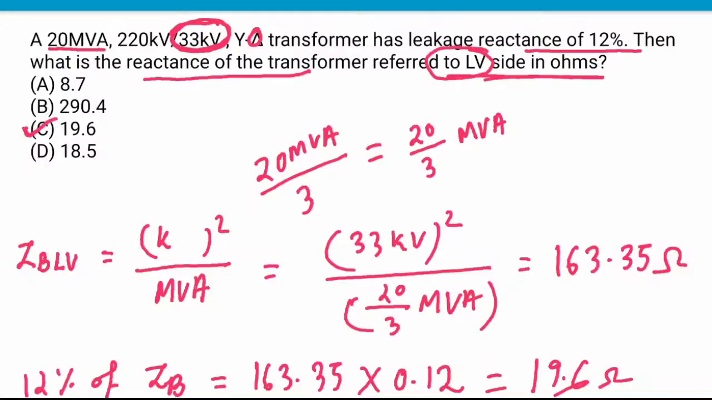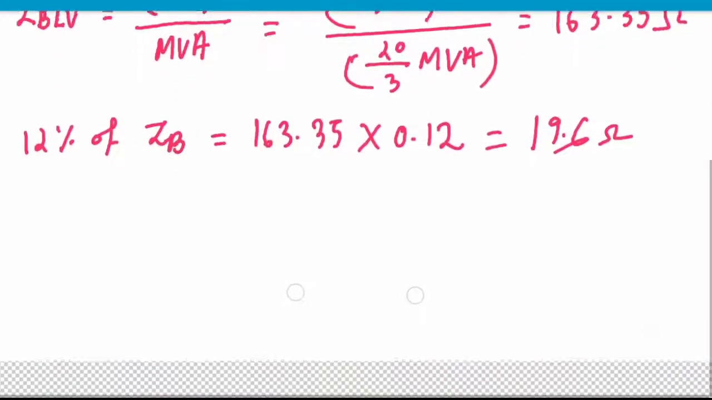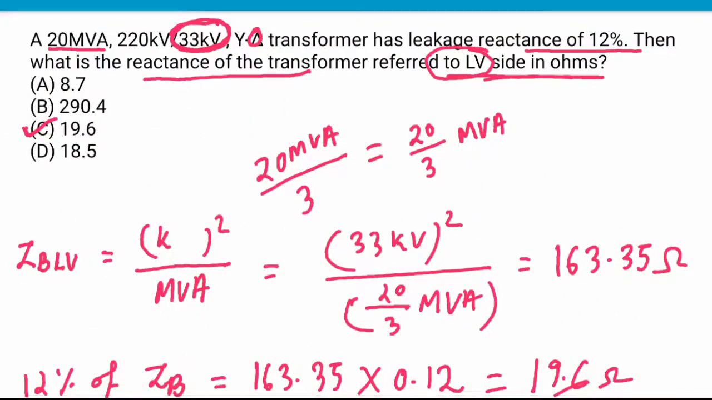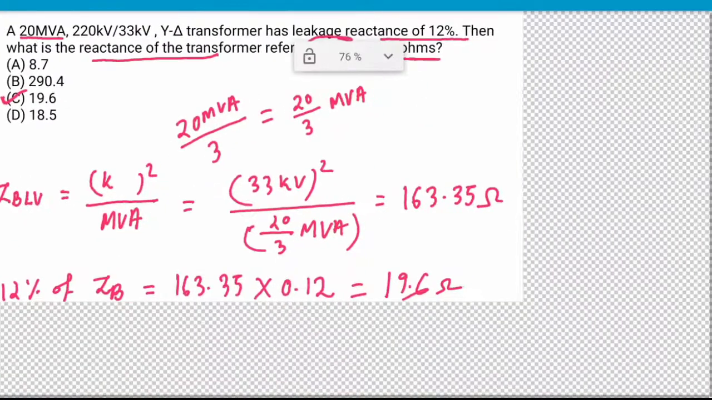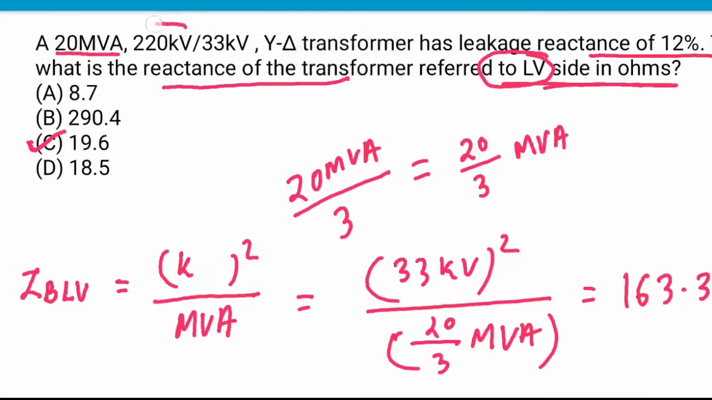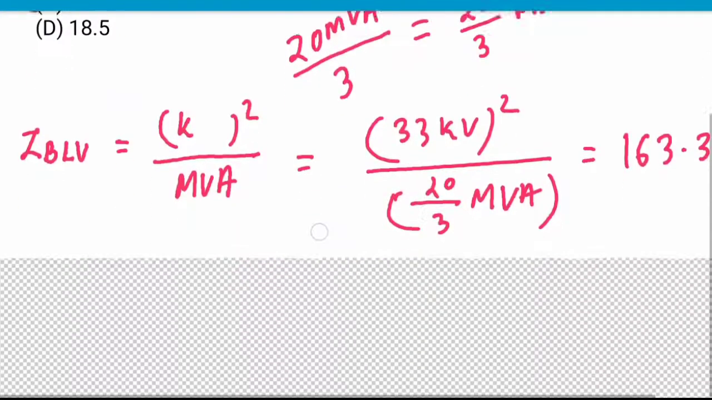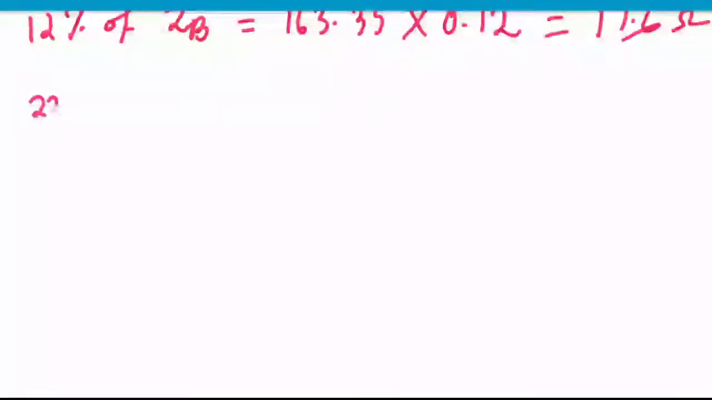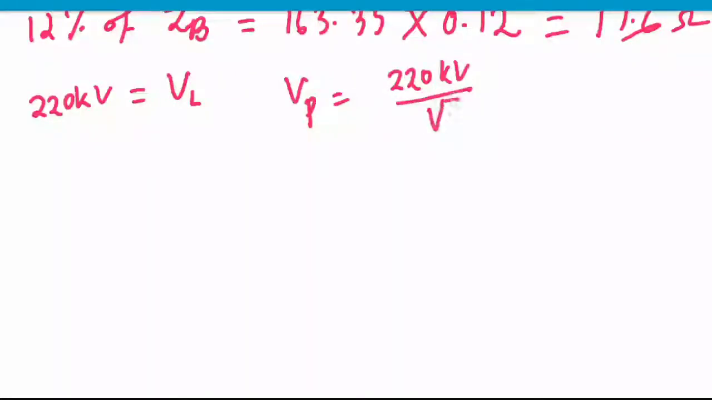So this is the answer, 19.6, option number C. And if in this case, this is asked for the reactance referred to the primary or HV side, what will be the answer? Then we will do HV side. Here look at this, here HV side is 220 kV, and this one is star connected. So 220 kV is the line voltage. So phase voltage will be 220 kV by root 3.